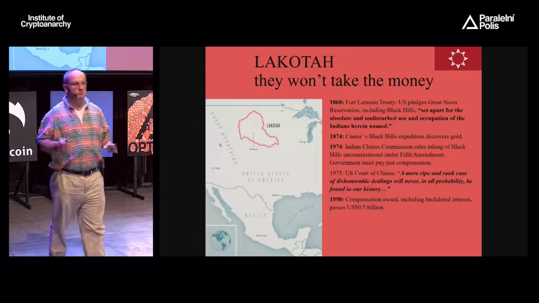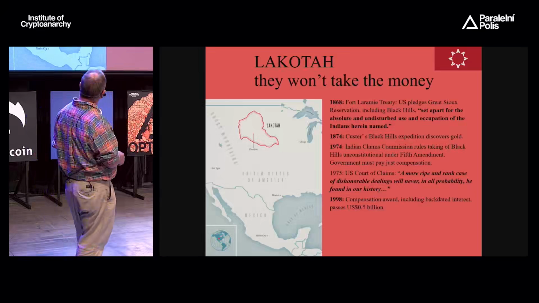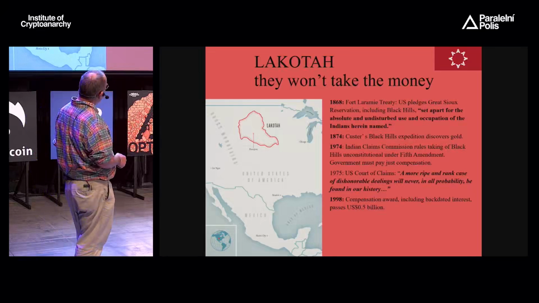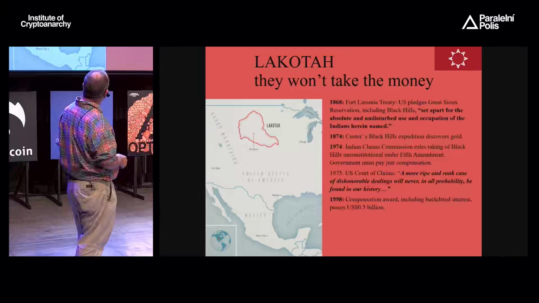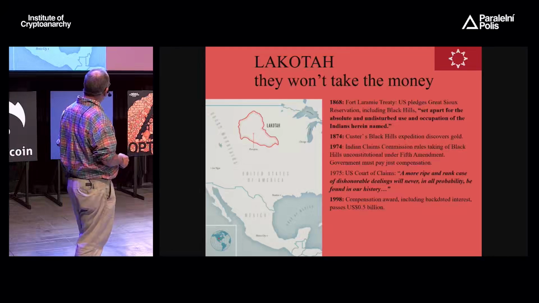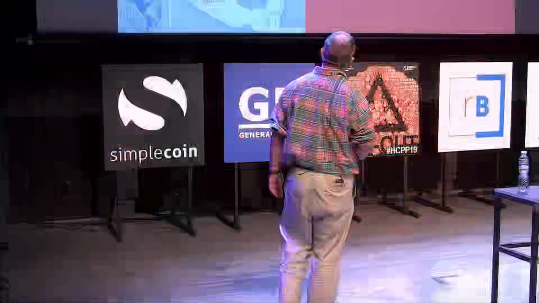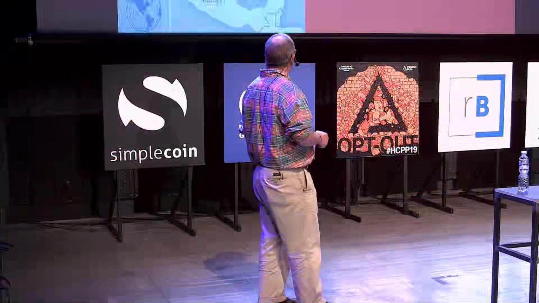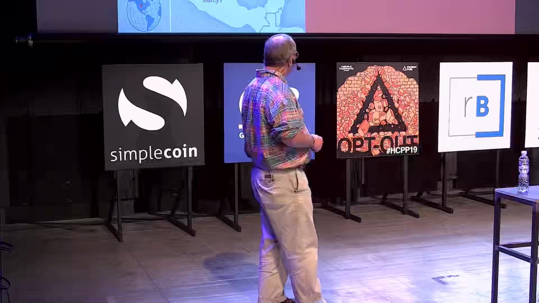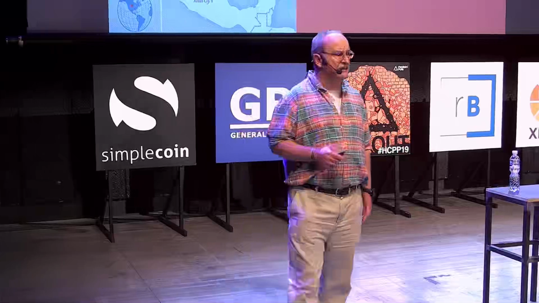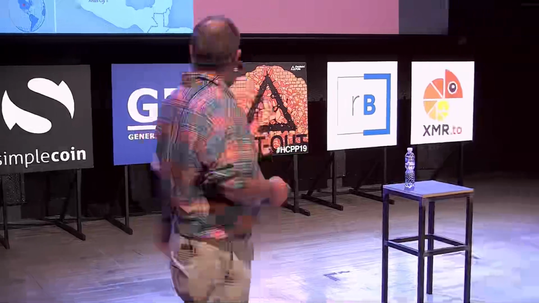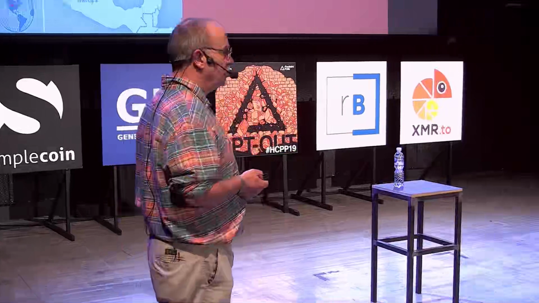Needless to say, the US government appealed, and a year later, again, it was upheld, and the Court of Claims judge said, a more ripe and rank case of dishonorable dealings will never, in all probability, be found in our history. They compensated the Lakota Sioux, and it was backdated with interest. In the late 90s, this sum of money had reached $500 million. And the Lakota Sioux said, no, thank you. We'll just have our land back, please. Because it's sacred territory and it's not for sale.